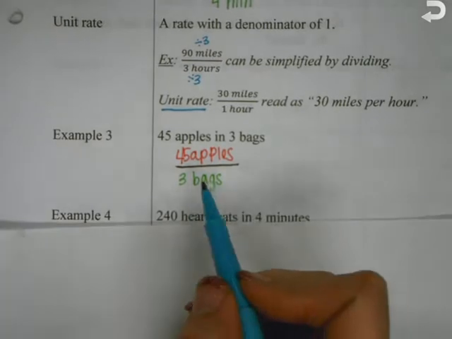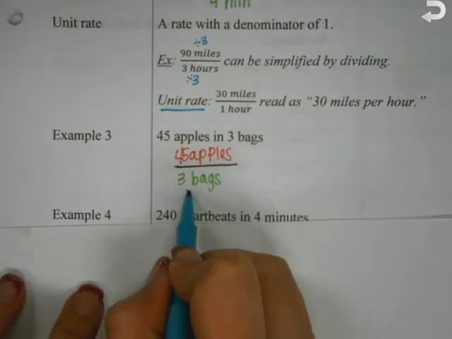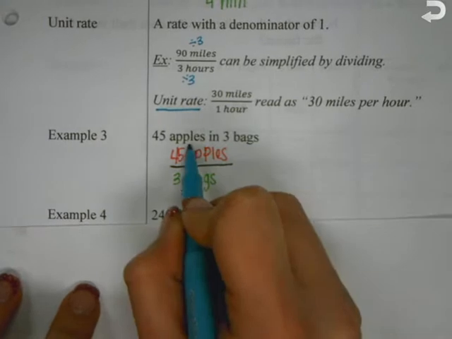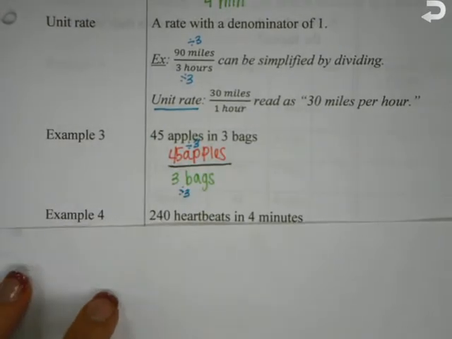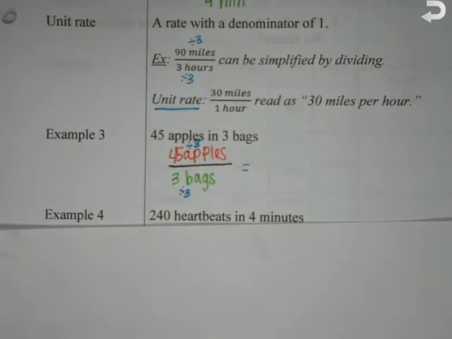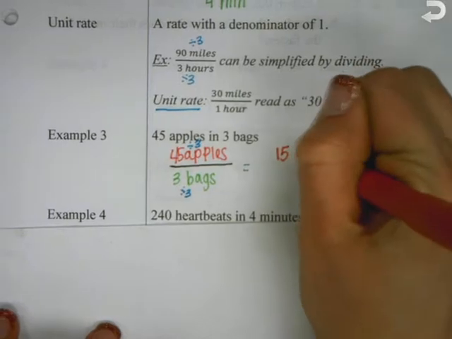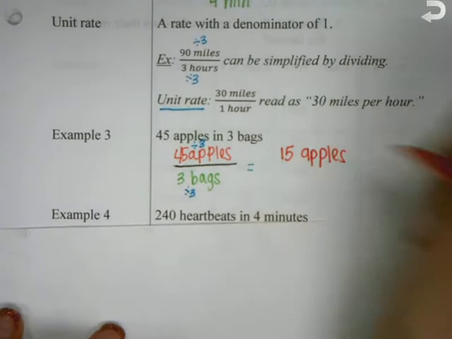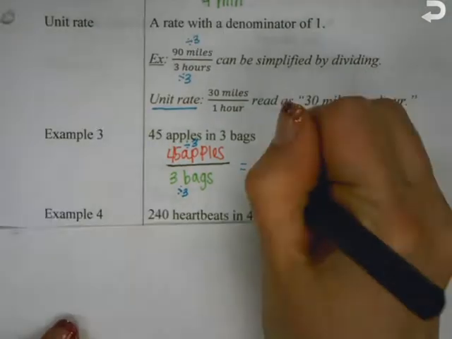And if I am dividing by 3, that gives me how many apples? 15 apples. In how many bags? 1 bag. So 15 apples per bag. And that's your answer. Does that make sense? Okay.